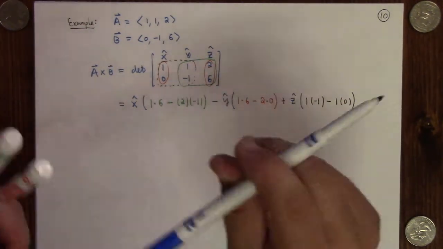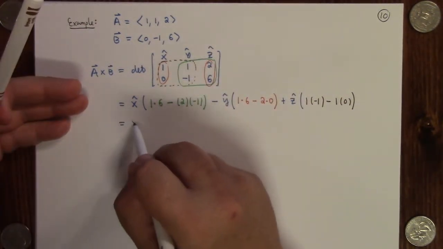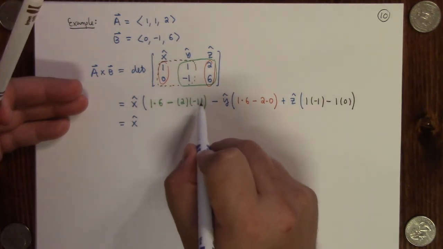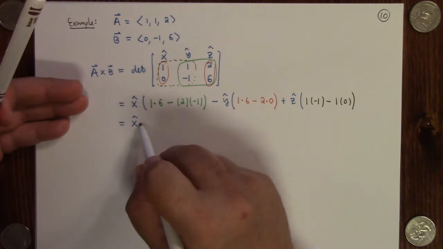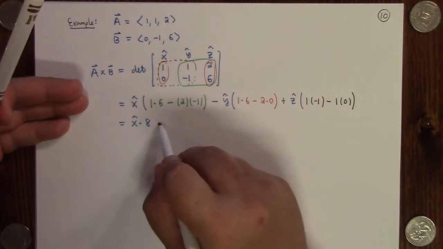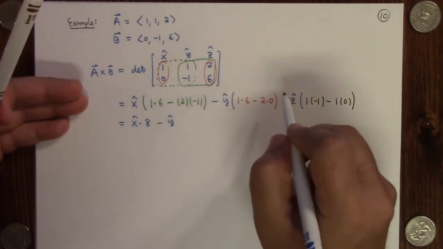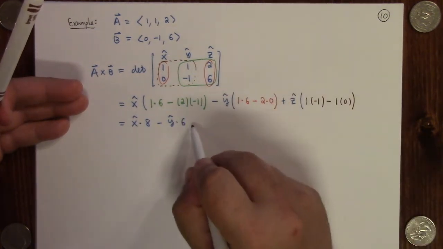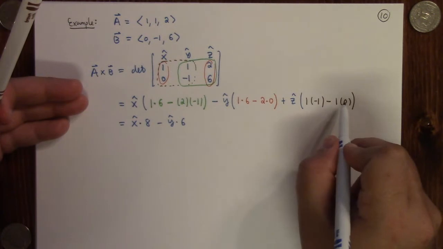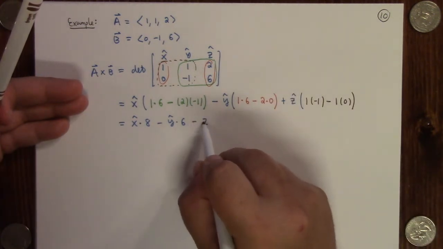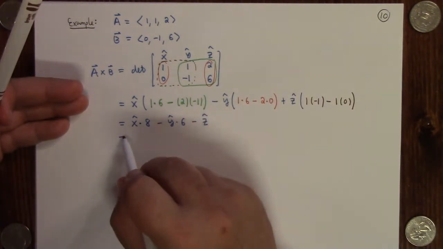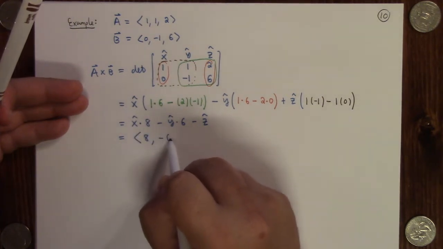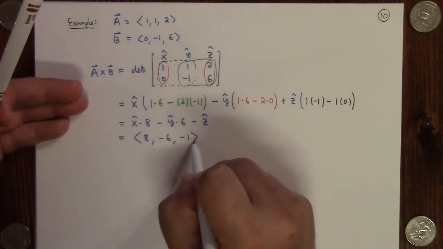So what do we got? We have x hat times 6 minus a minus 2, so that's 8, minus y hat times 6, and then that's a minus 1, so minus z hat. Now, I usually like to rewrite that answer as this: 8, minus 6, minus 1.